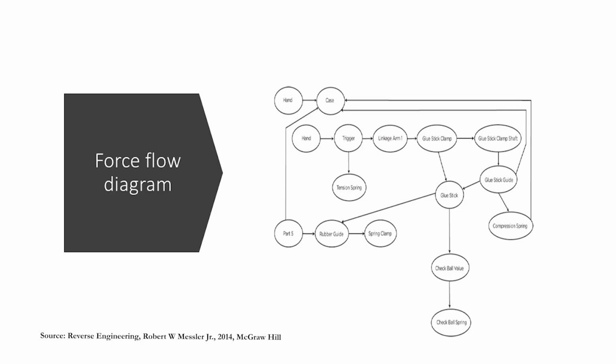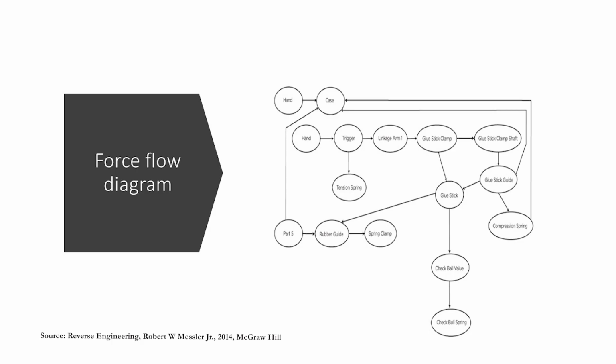And then that goes through a rubber guide, and then that is released. Okay. So, likewise you can see where the force is flowing from the hand to the case, and from the hand to the trigger. And to the trigger to the linkage arm. So, you can see where the force that you are applying to the glue gun flows.